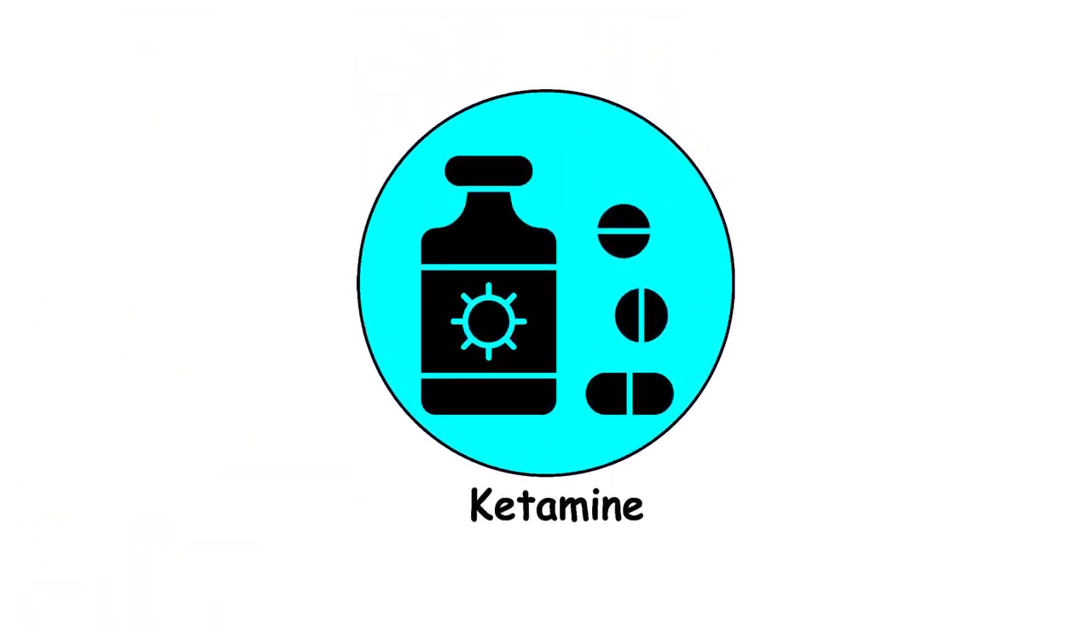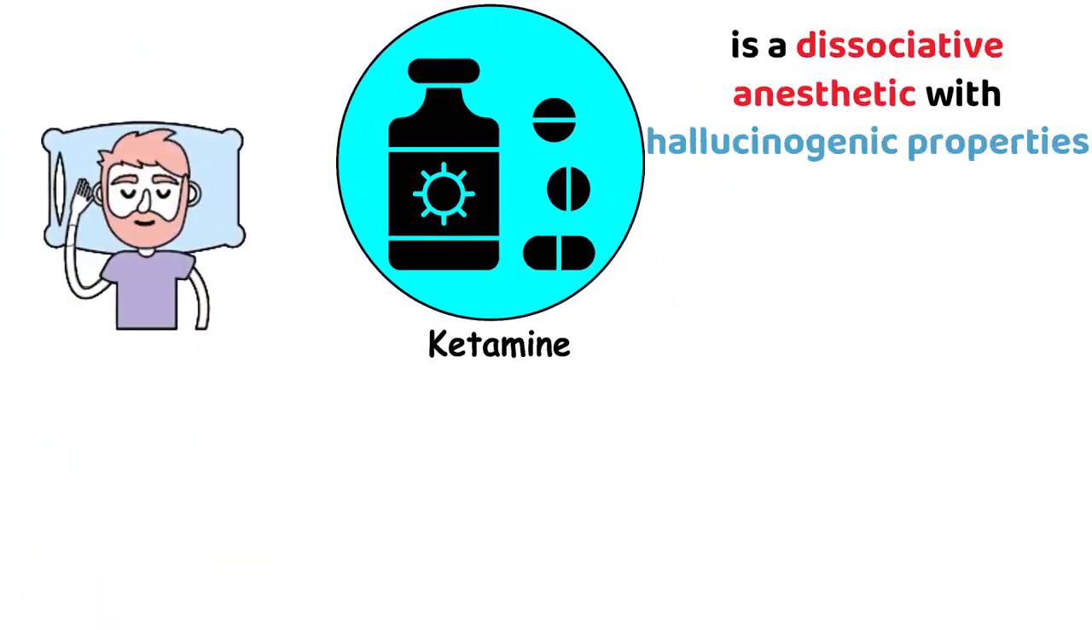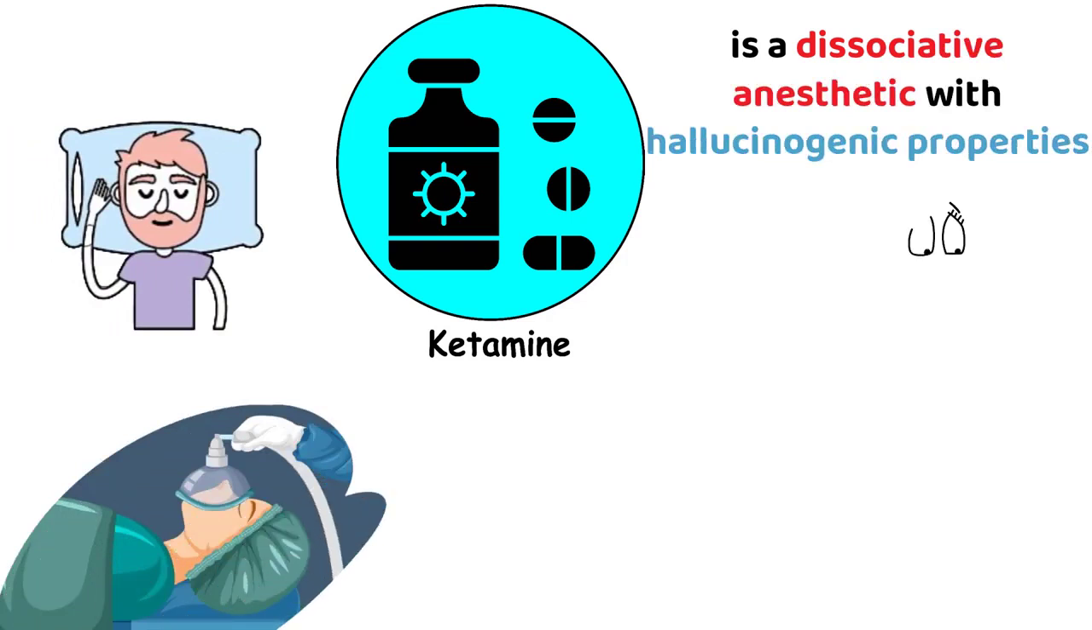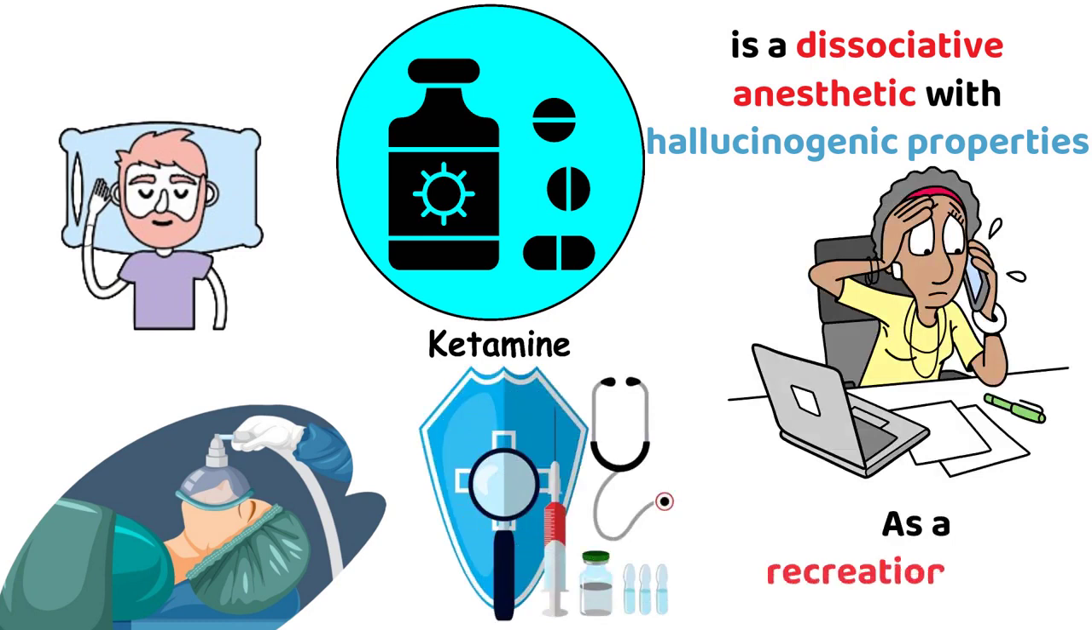Ketamine. Ketamine is a dissociative anesthetic with hallucinogenic properties. It can induce sedation, anesthesia, and altered states of consciousness, often used in medical settings and as a recreational drug.